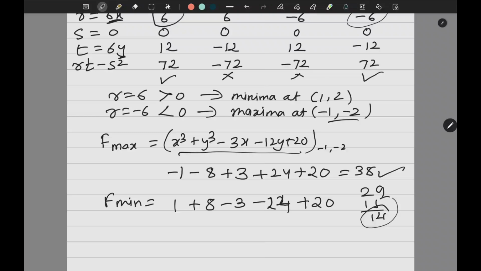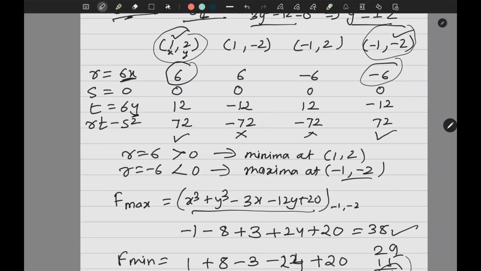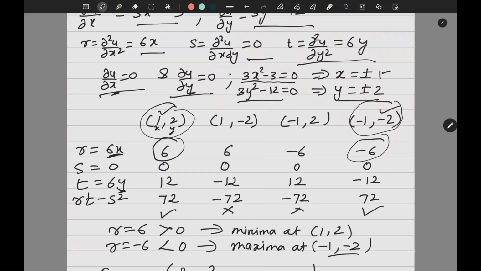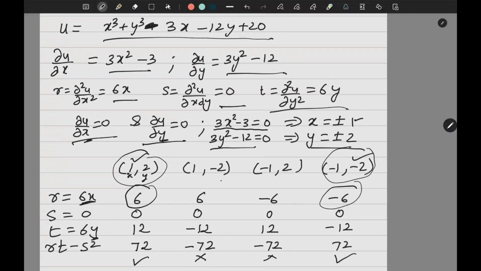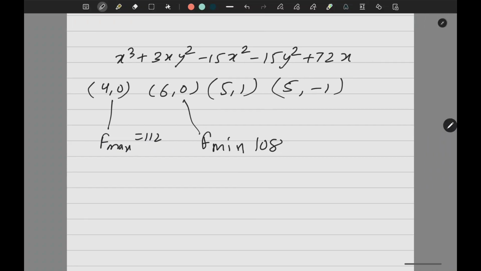And for minimum, I'll get the next answer. I think you calculate this, you will get around, I think 2 you will get. Okay. So now this is how we have to do. The only critical point, the only problem, is this: if you get the correct points, then after that making the table is very simple. Let's do another question.